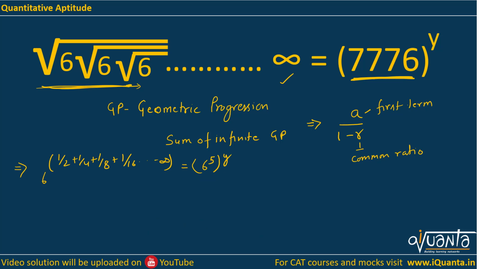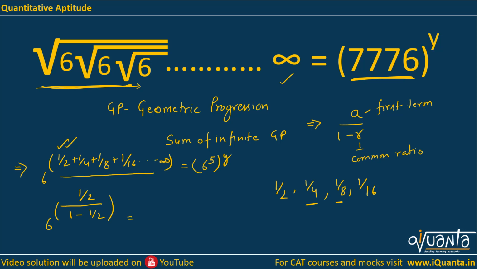Now in the power we have an infinite GP, so its sum will be equal to A, that means the first term of GP over here is 1 by 2. So 1 by 2 upon 1 minus R, where the common ratio over here is 1 by 2, because if you write 1 by 2 and then multiply it by 1 by 2, we get 1 by 4 as the next term. If you multiply 1 by 4 by 1 by 2, we get 1 by 8 as the next term. If you multiply 1 by 8 by 1 by 2, we get 1 by 16 as the next term. So the common ratio is 1 by 2. So this is what we get.